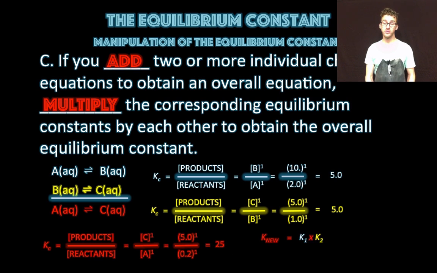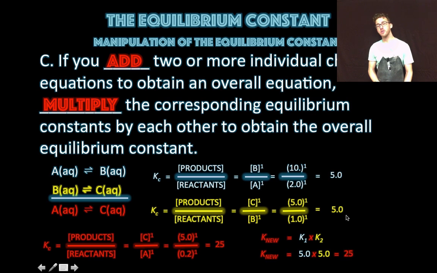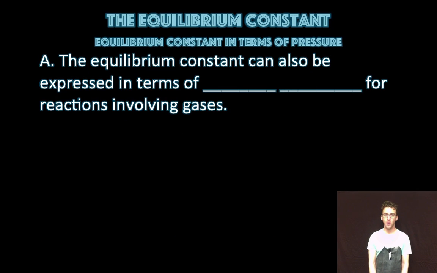Here, the overall new equilibrium constant for the overall reaction is equal to the product of the individual equilibrium constants. In this case, we're simply multiplying our two individual equilibrium constants to get the equilibrium constant for the overall summed reaction. Okay, so manipulating equilibrium constant, check.